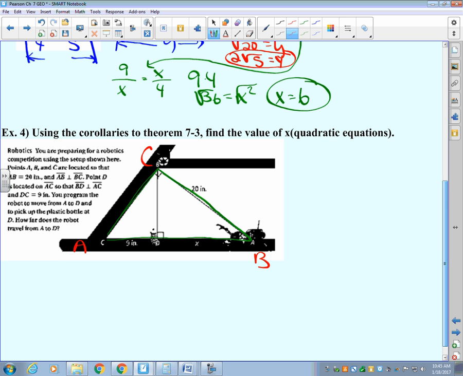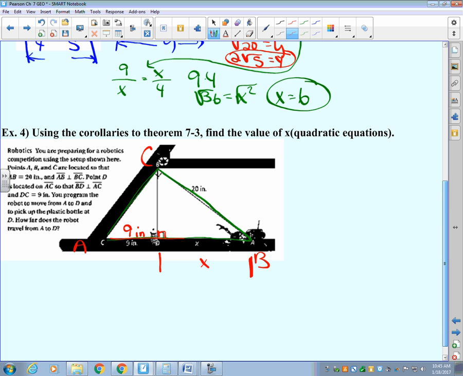So they give us some pieces of information that are already written on here. The distance from here to here is 20. AB, or this guy, is perpendicular to the altitude, point D. So they give us all this information here. And we're supposed to find how far the robot travels from here to here. So we want to find this x value.